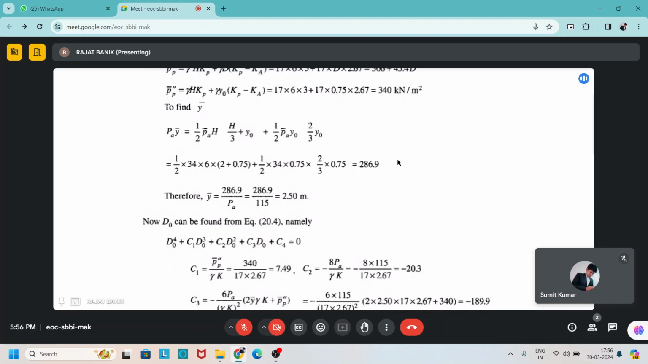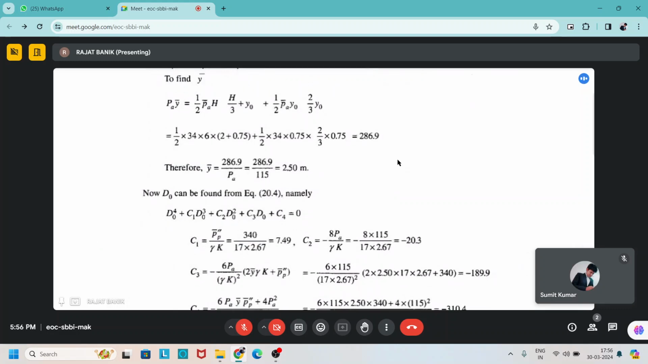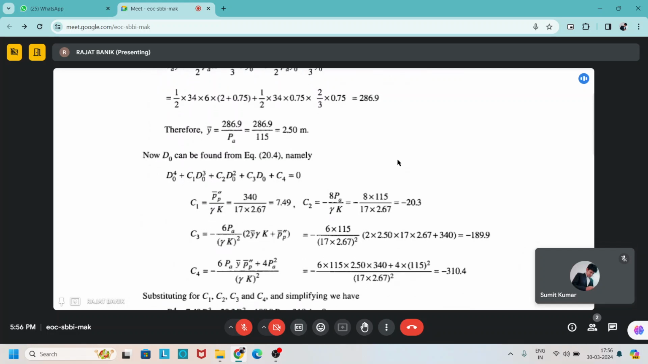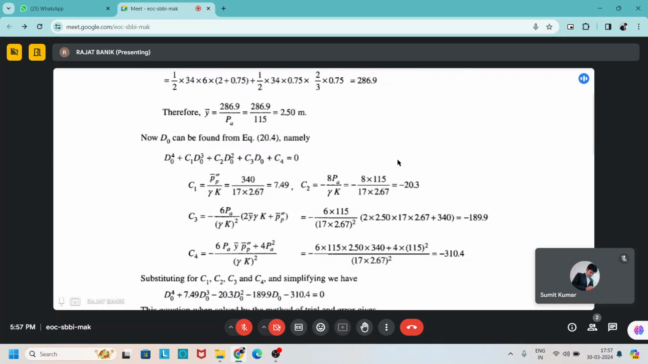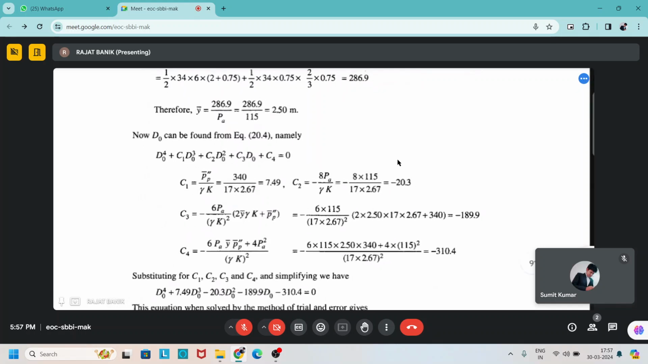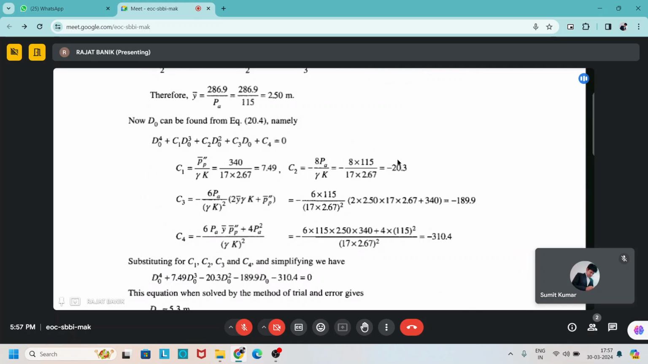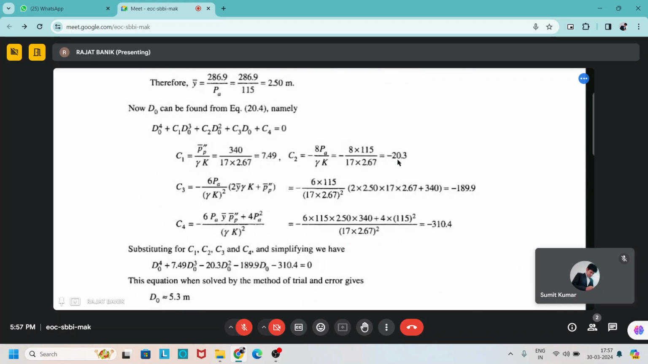Now to find out D naught first, we put all this value in this equation, which is D naught to the power 4 plus C1 D naught to the power 3 plus C2 D naught square plus C3 D naught plus C4 is equal to 0. Where C1 is PP double dash bar by gamma K. C2 is 8 Pa by gamma K. C3 is minus 6 Pa by gamma K whole square into (2 y bar gamma K plus PP double dash bar). C4 is minus 6 Pa y bar into PP double dash bar plus 4 Pa square divided by gamma K whole square.